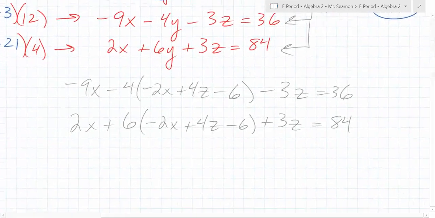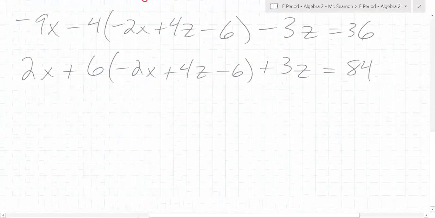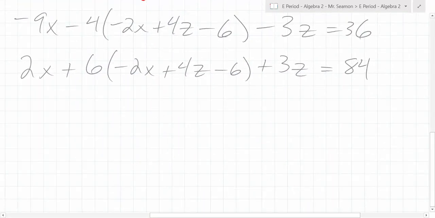So, can someone tell me how many variables do we now have in this? We have 2. How many equations do we have? We do have 2. So are we in the land of happiness and ponies and rainbows? We're pretty much there. One word for what we should do next. Simplify. Yeah, we're going to distribute because we need to simplify.